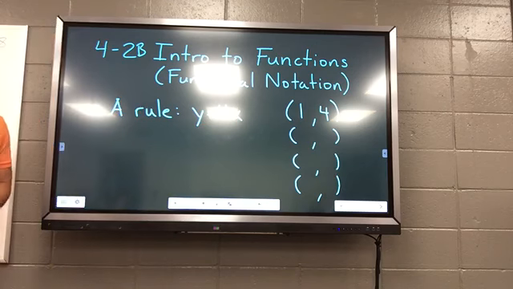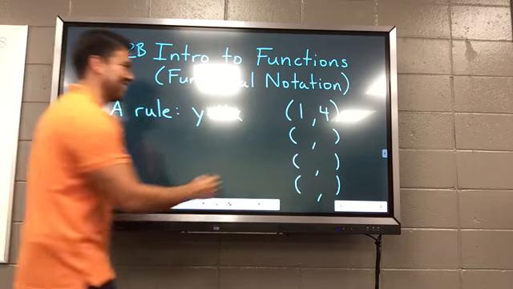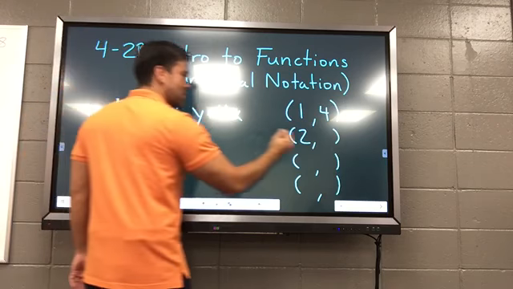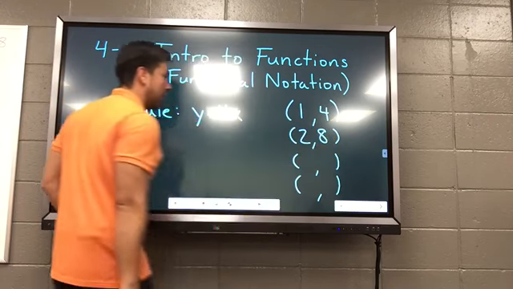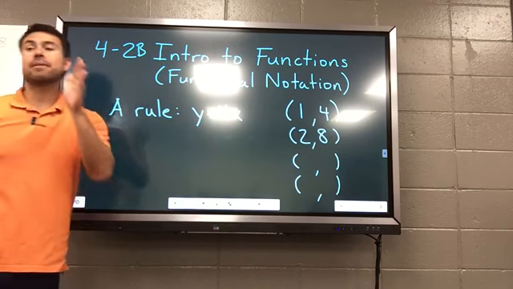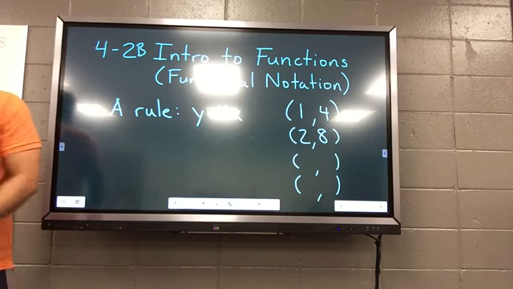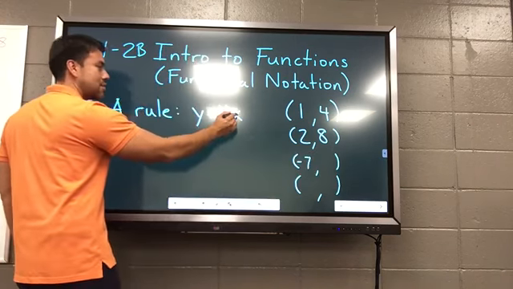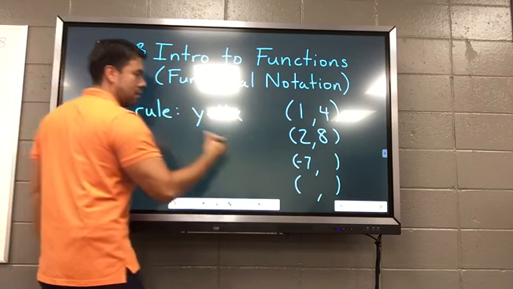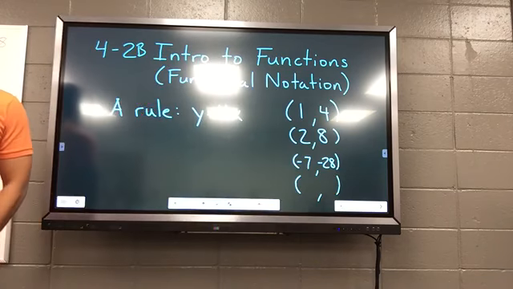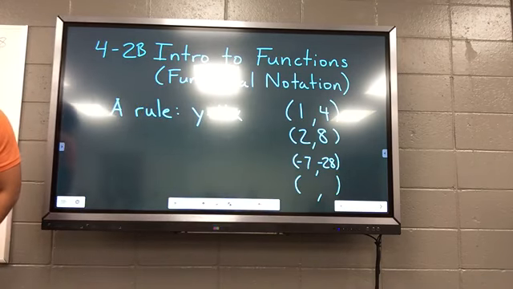Okay, someone give me another x value. 2. Big numbers here. All right, 4 times 2? 8. So what does y equal? 8. Okay. So if x equals 2, y equals 8. Somebody give me a negative number. Negative 7. If x equals -7, what does y equal? Negative 28. And someone give me a negative fraction.